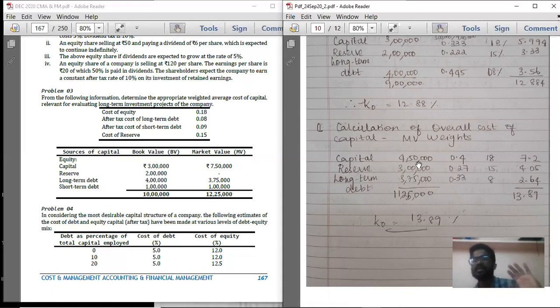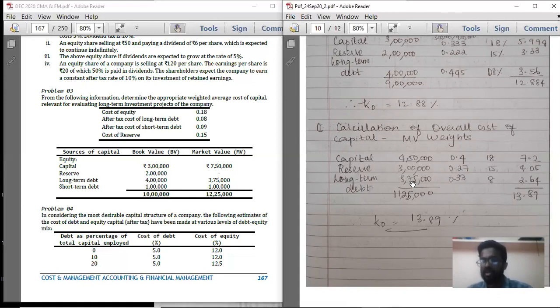Simple, that 7,50,000 should be segregated into equity capital and reserves on the basis of the ratio, that is 3:2. So equity capital 4,50,000. And what is reserves? 7,50,000 into 2 divided by 5, that is 3 lakh. In respect of market value, reserves record 3 lakhs. And what is long-term debt they have given as market value? 3,75,000. So record in respect of long-term debt, market value is 3,75,000.